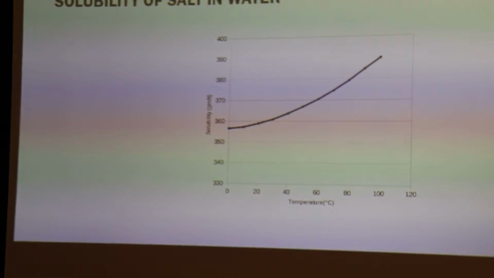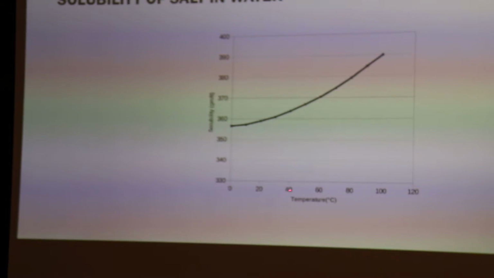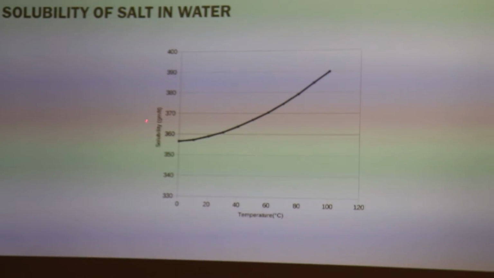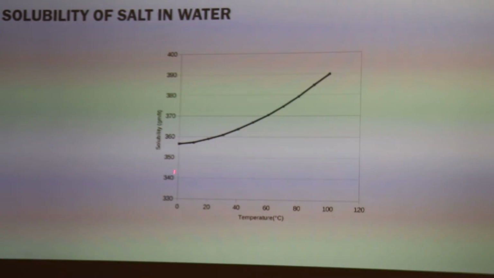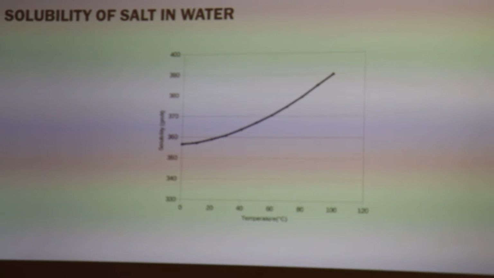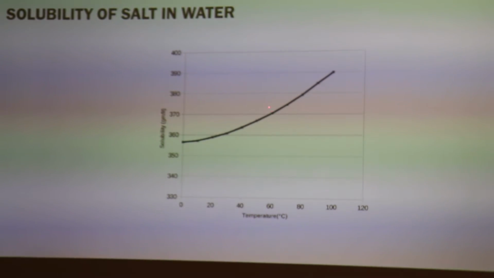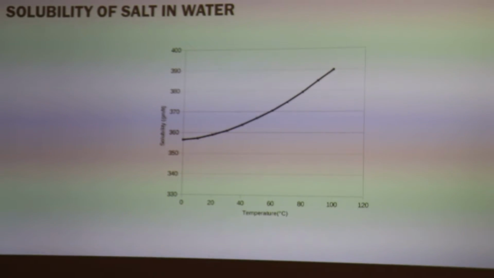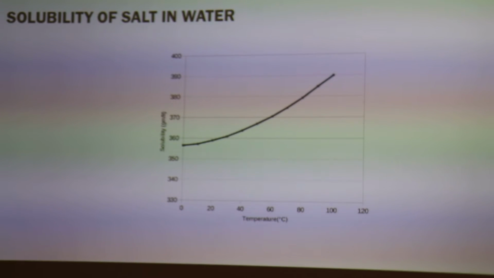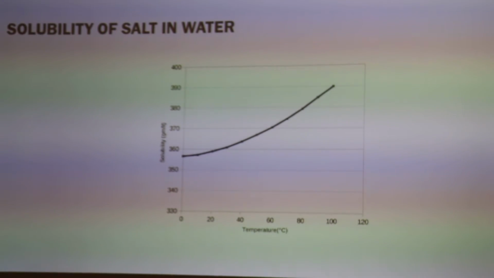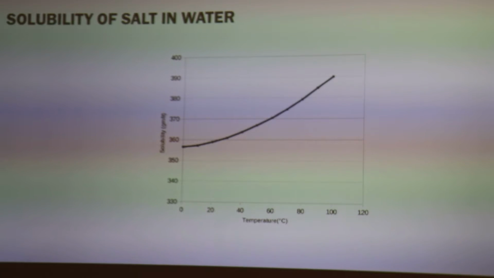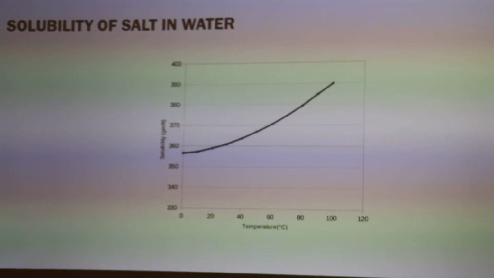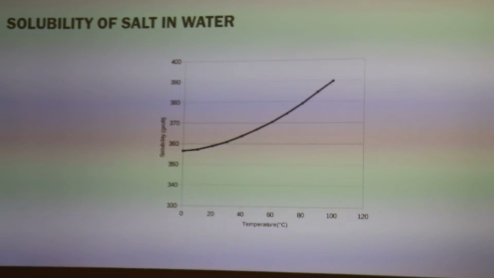Now you can see here that you've got temperature across the bottom, and in this case it goes all the way up to 100 degrees. But over here you have grams of salt in liters of water. So what this is saying is that at 60 degrees, you can basically dissolve 370 grams of salt in 1 liter of water. And again, it decreases as the temperature decreases, because it's much more difficult for the water to break down the solution. Does anybody have any questions on this?